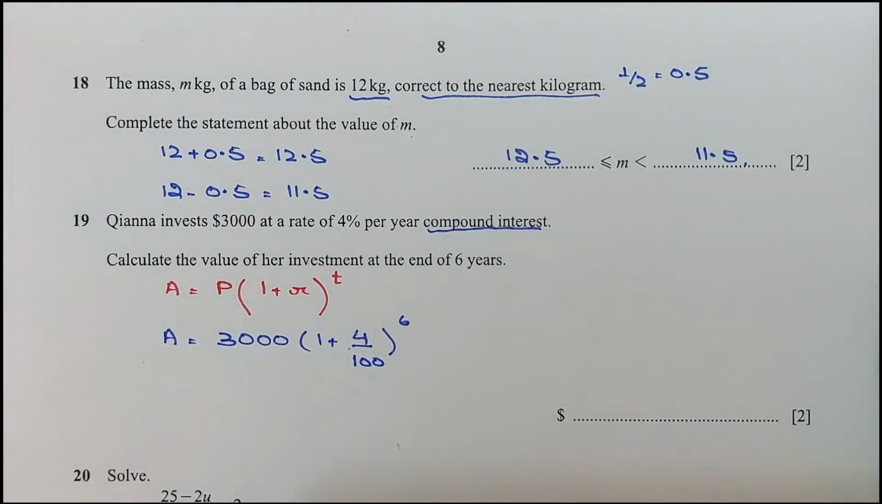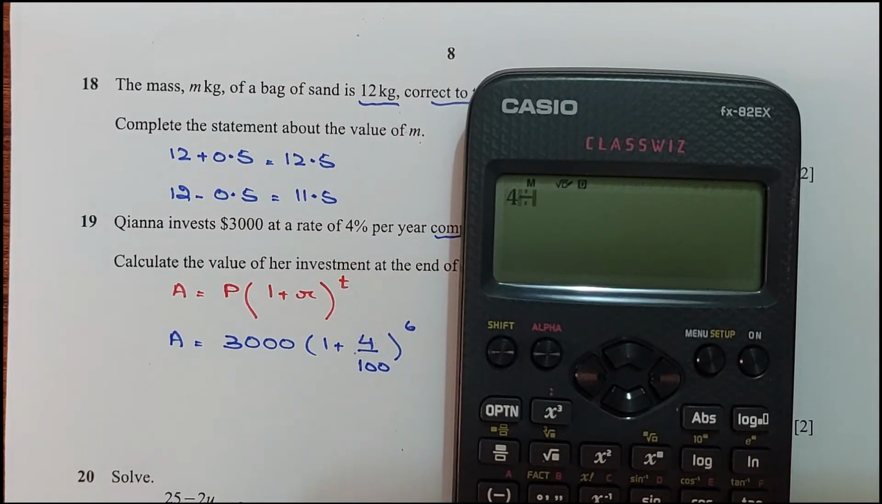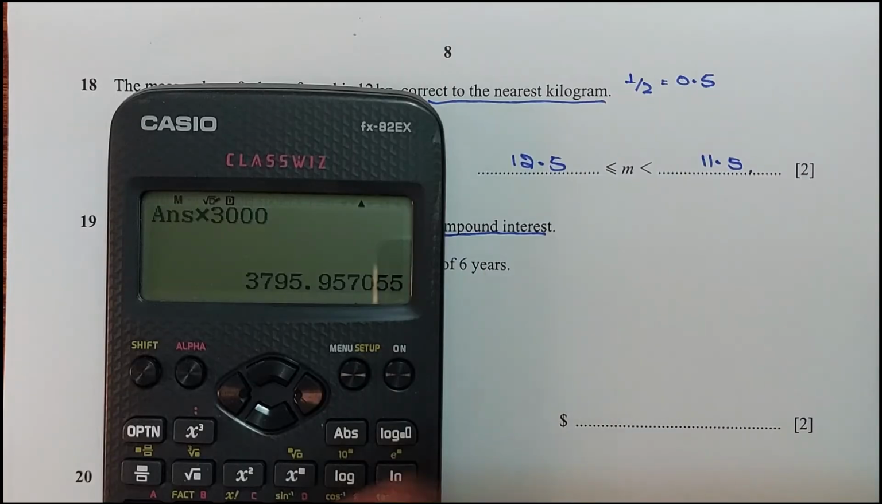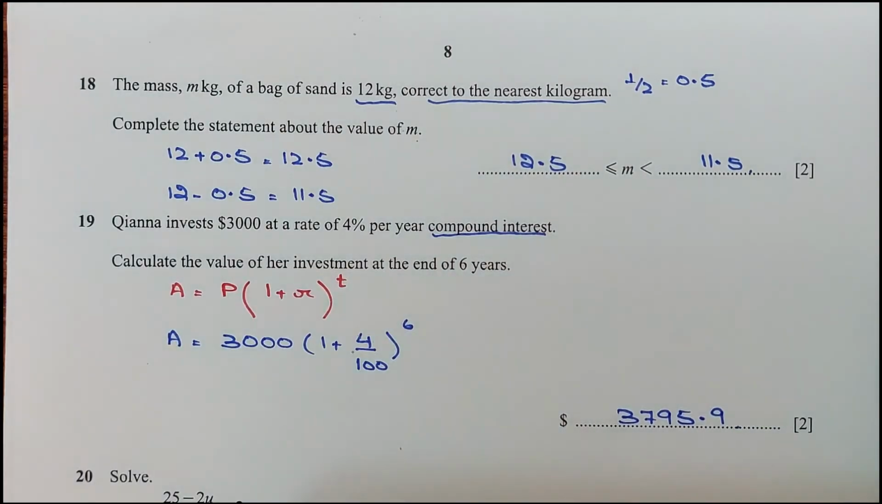Let me calculate this. So 4 divided by 100, add 1, and its exponent is 6, and times by 3,000. So this is 3,795.95. 9 we can take. Okay.